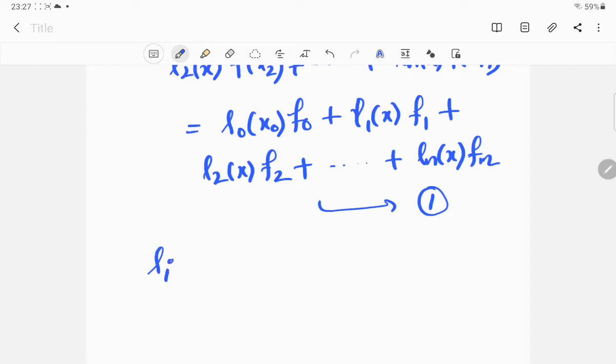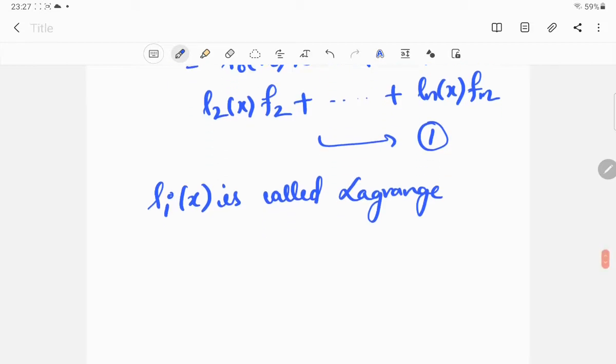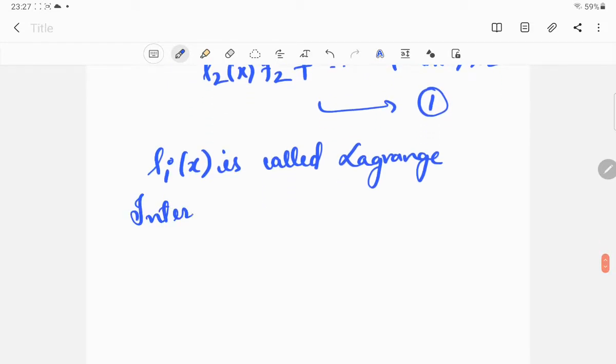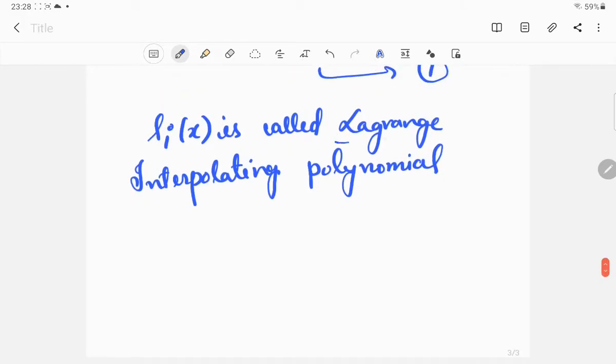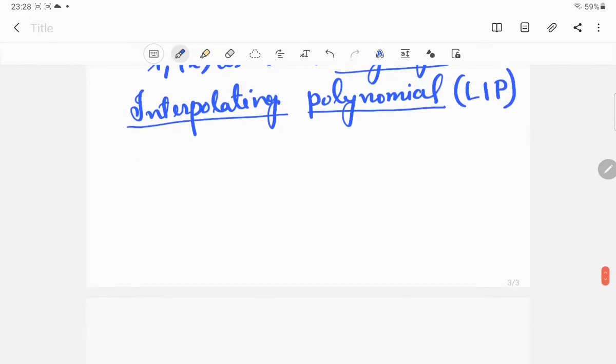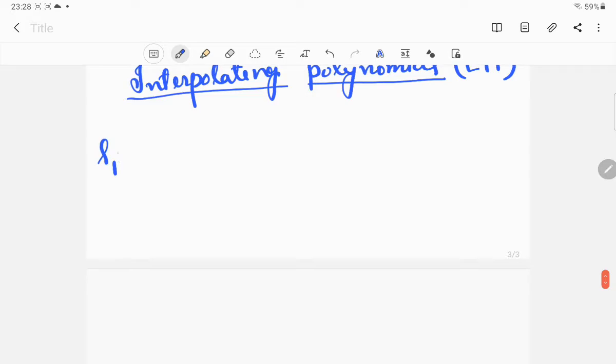So here Lix is called Lagrange interpolating polynomial. You just remember Lagrange interpolating polynomial, okay, LIP. So what is the standard formula for this? This is very important, you must remember this.